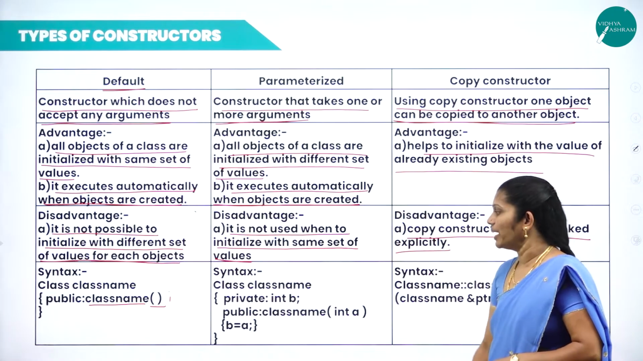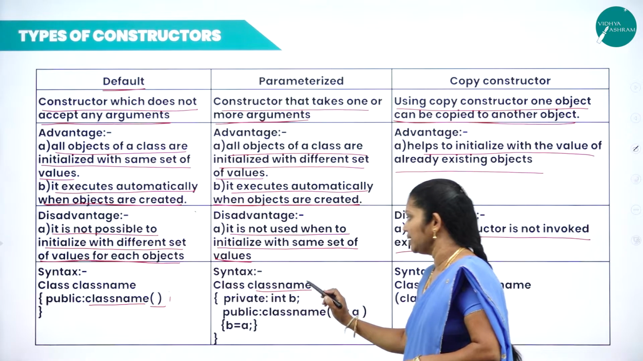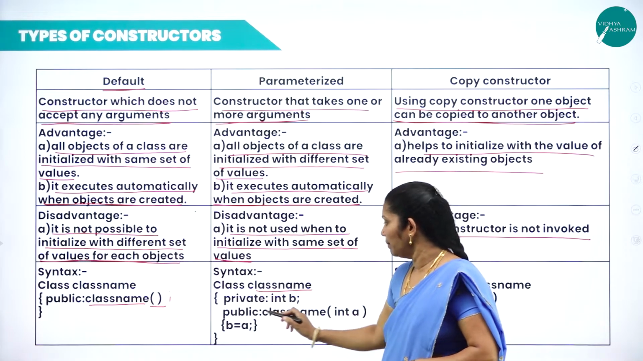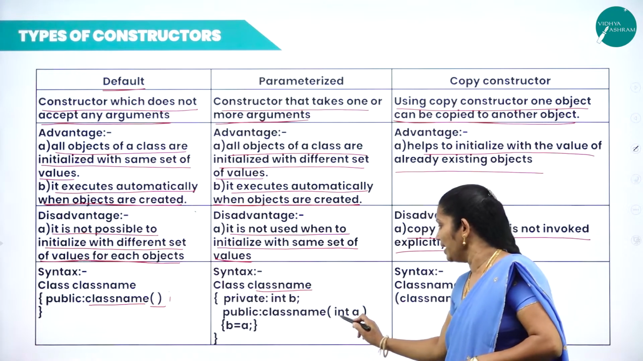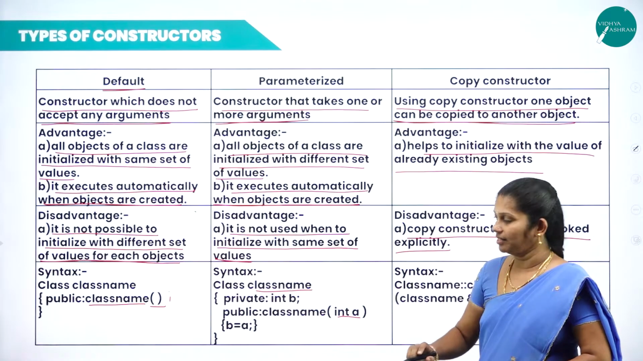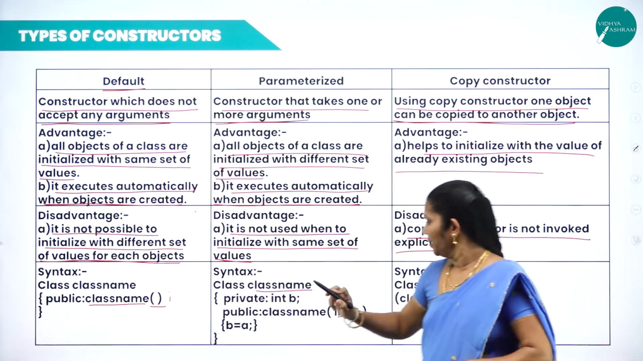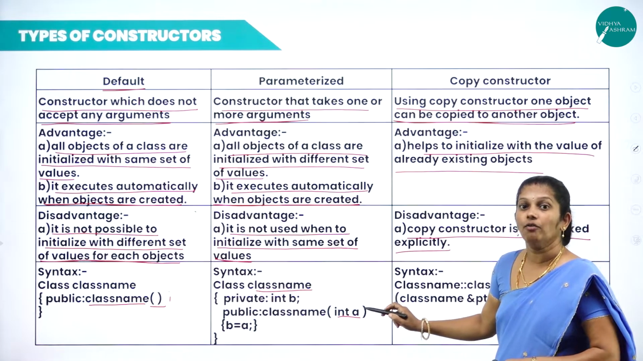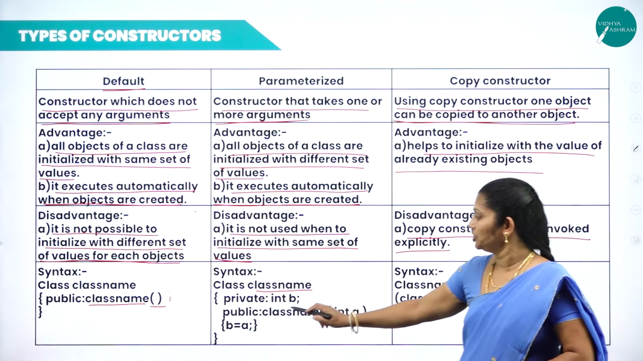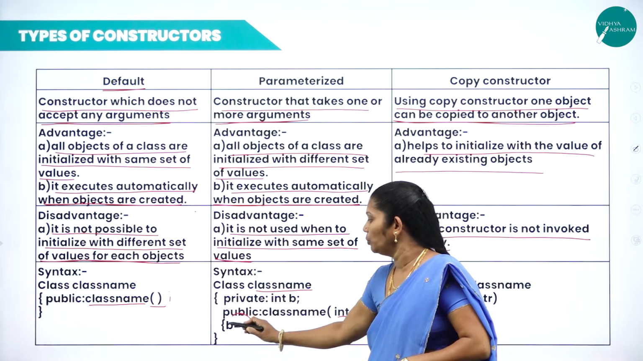In the same way, for the parameterized constructor also, see, in the syntax, the class name is given. In the private section, declare the variable. But in the public section, once again, class name, int a. If you observe here as well as here, the main difference is that the default constructor does not have any arguments, but the parameterized constructor has an argument, a value. Then here, we are initializing b equals a. That means a's value will move to b.